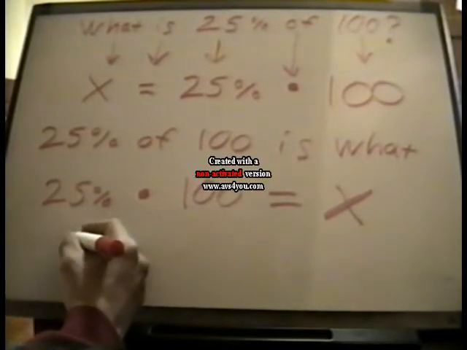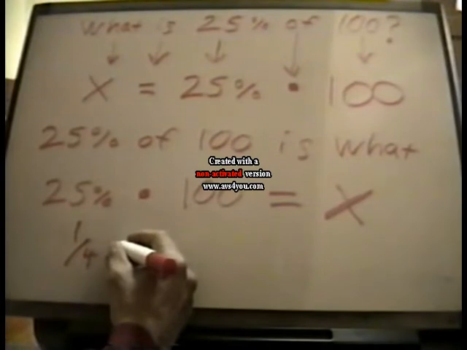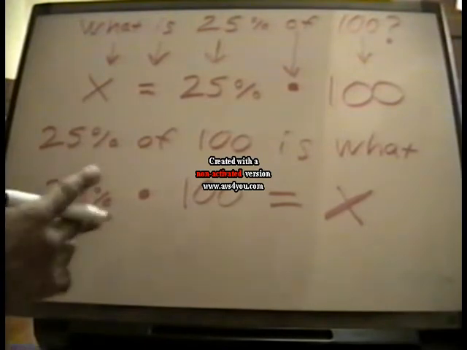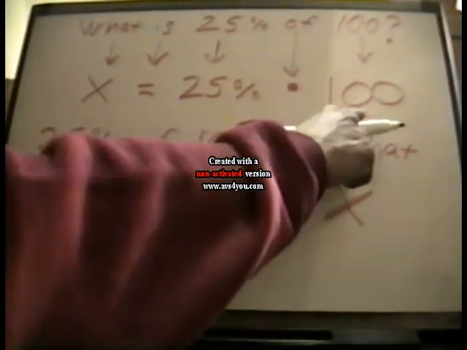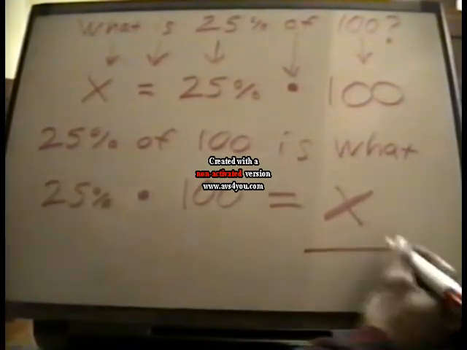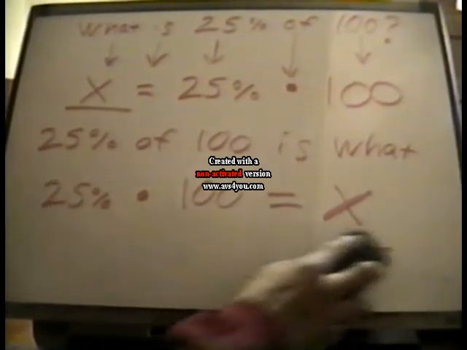You could say 1/4. We'll do that in a minute. We're going to deal with these two types of percentage problems. It's really the same thing, 25% times 100. Here you've got 25% times 100, and you've got x on the other side. It's a variation of the same question: what is 25% of 100? Or 25% of 100 is what? In both cases, we're trying to find x. We're going to find what x is, and that gives you your percent.